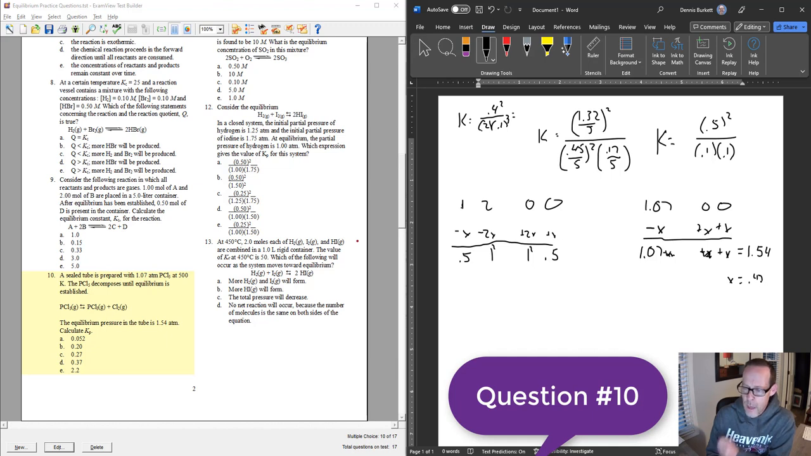All right. So if I set up my K expression, I'm going to have 0.47 times 0.47.